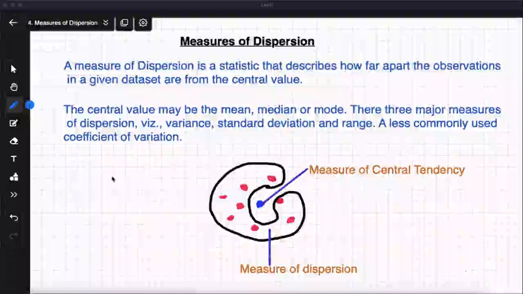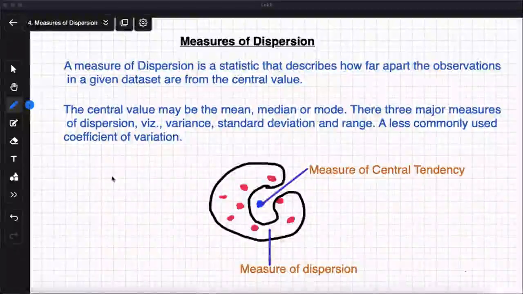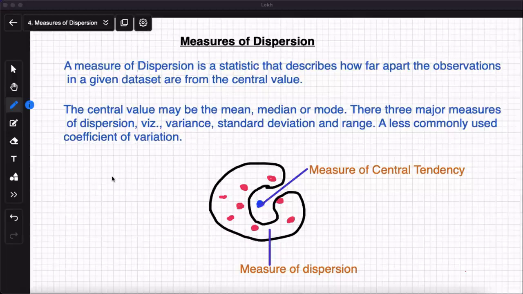Welcome. In this lesson, we will be learning about measures of dispersion. A measure of dispersion is a statistic that describes how far apart the observations in a given data set are from the central value. The central value may be the mean, the median, or the mode. There are three major measures of dispersion, and they are very common: the variance, the standard deviation, and the range.